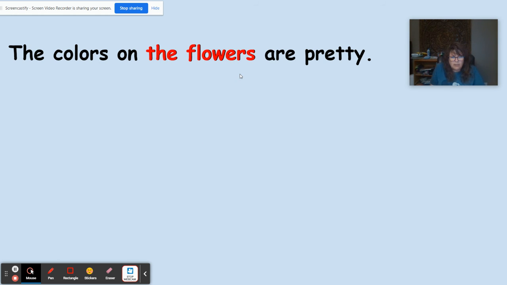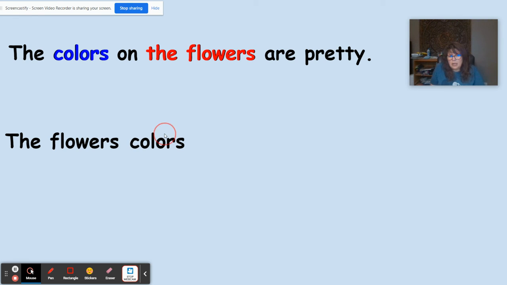We're talking about the flowers. What belongs to the flowers? The colors. So we're going to put the flowers, and did you see I put a capital letter because I'm starting a new sentence? And that's the beginning of the sentence. The flowers, and then we're going to put colors.